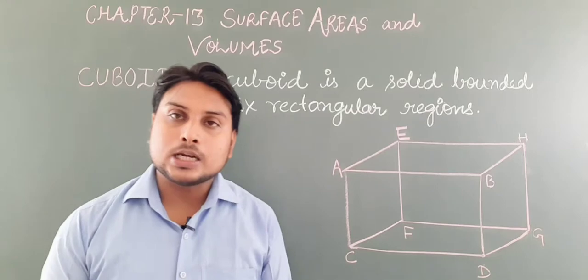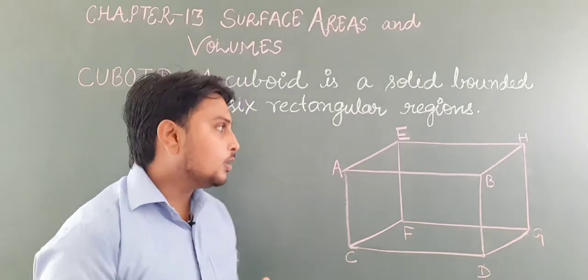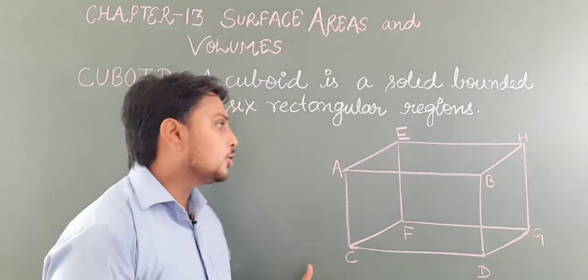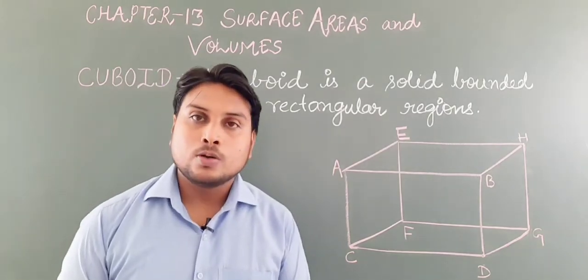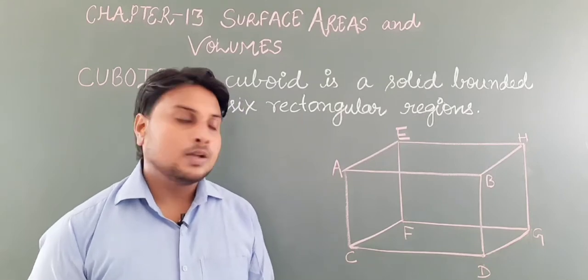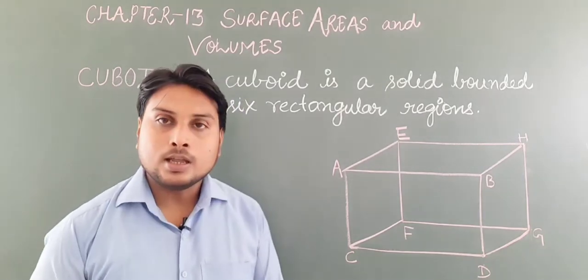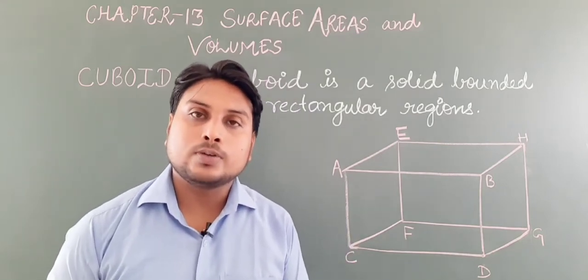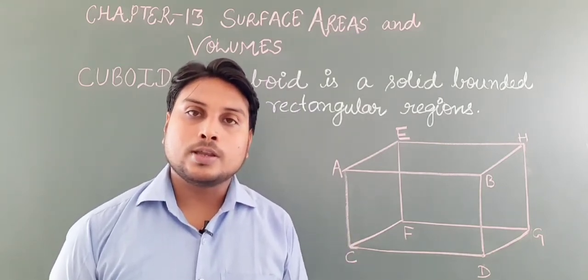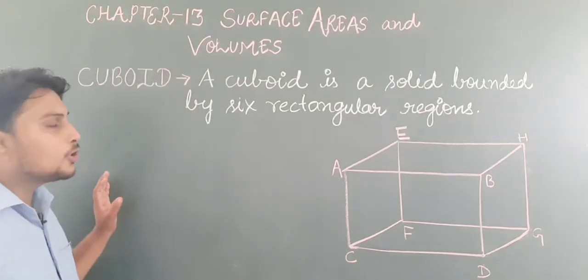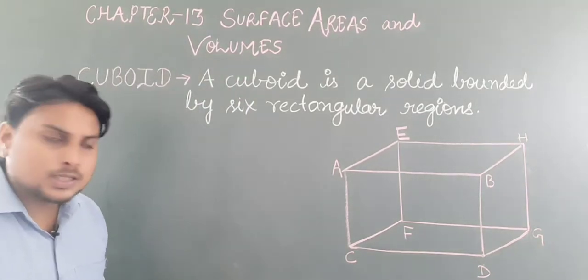For exercise 13.1 and 13.4 we have to cover two solids, one is cuboid and one is cube. So firstly let us know about cuboid and cube, each and everything, and then we will solve exercise 13.1 and 13.4. Okay, so let us start. The first topic is cuboid. So what is cuboid, students?